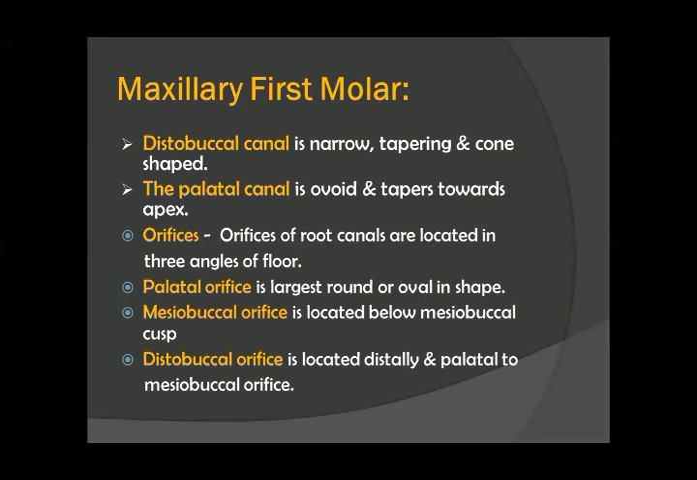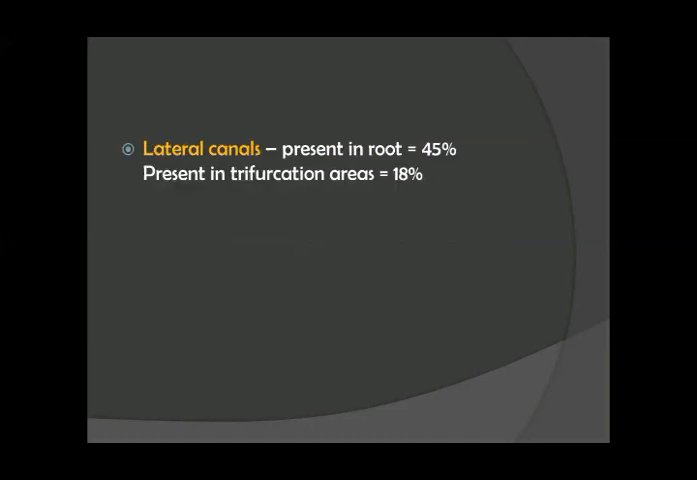Mesiobuccal orifice is located below mesiobuccal cusp. Distobuccal orifice is located distally and parallel to mesiobuccal orifice. Lateral canals present in root 45%, present in the trifurcation area 18%.